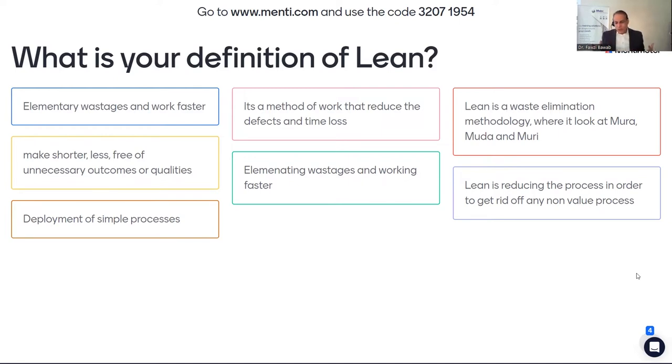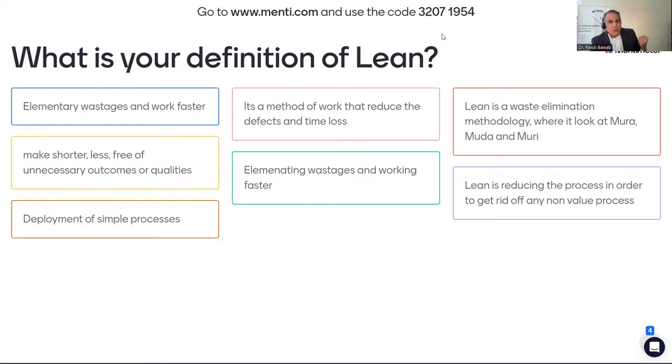when you think about the word lean in the dictionary, you are thinking about something which is free of waste. I mean, you can call someone being lean. You can go and buy meat from the butcher and say, give me lean meat. So it is simple, it is less fat, if you talk about the meat or your steak. But indeed, the words waste, shorter, faster come to our mind when people start talking about lean. So it's a waste elimination methodology.